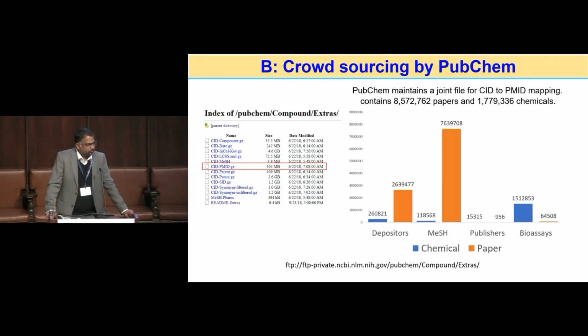Next is crowdsourcing by PubChem. PubChem provides a file where chemicals and publications are linked on their website. From FTP we can download it, and it gives an idea about who is submitting data. There are individual depositors, and most of them come from medical subject headings. Then we have publishers and bioassays who submit data to PubChem with publications.